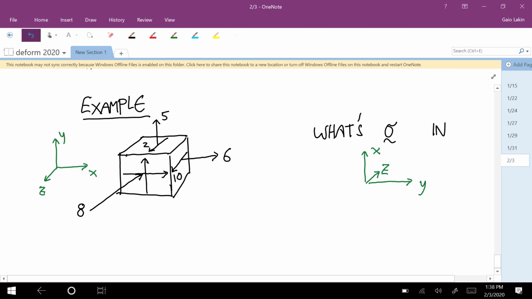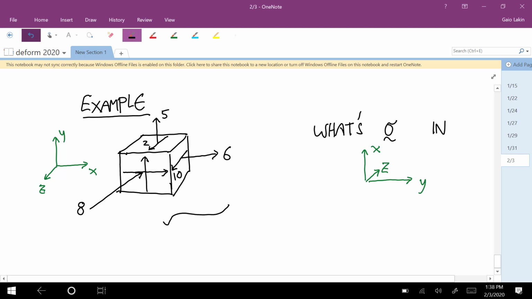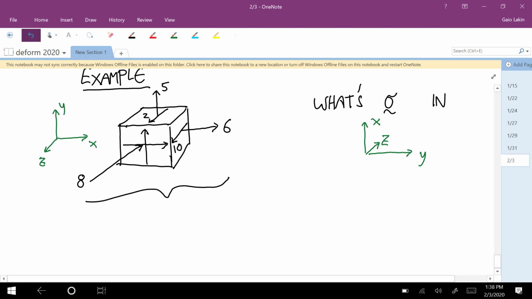Well, in this coordinate system, XX is 6, YY is 5, ZZ is -8. And then we have 0 for XY. We have positive 10 for XZ. And then YZ, we have positive 2, so positive 2.